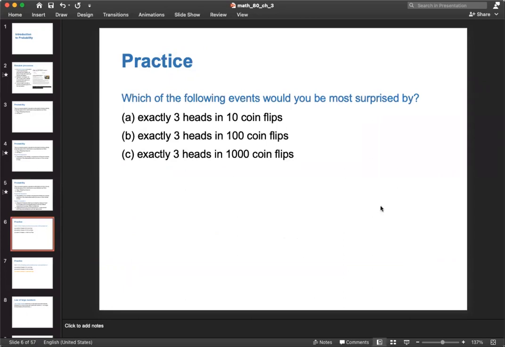Okay, so let's take a look here. Out of these three events, which would you be the most surprised by? If you flipped 3 heads in 10 coin flips, if you flipped exactly 3 heads in 100 coin flips, or if you flipped exactly 3 heads in 1,000 coin flips, right? I'll give you guys 10 seconds or so to think about that.